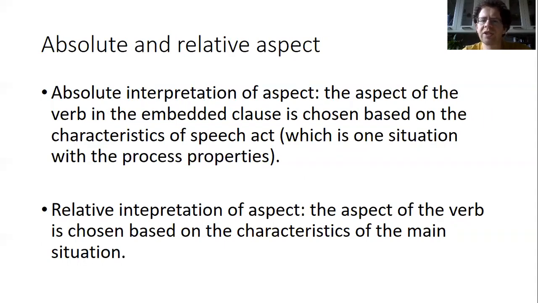Let's try first for the aspect. The absolute interpretation of aspect means that the aspect of the verb in the embedded clause, imperfective or perfective, is chosen based on the characteristics of the speech act. And the speech act is one single situation with process properties. It's in fact a process of speech. And the relative interpretation of aspect means that the aspect of the verb in the embedded clause is chosen based on the characteristics of the main situation.